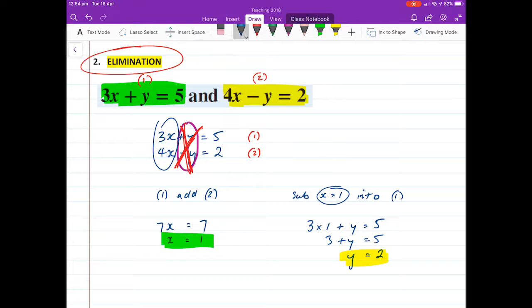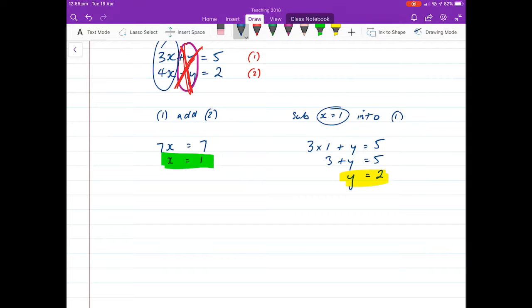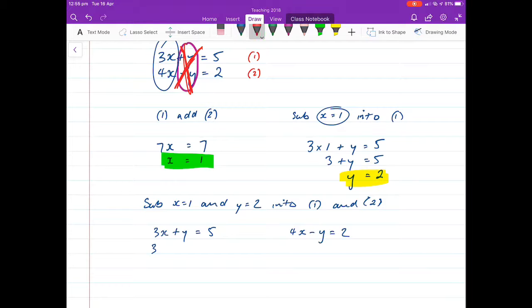In order to go and check your work, and this is really important because you want to know whether you're right or wrong, especially if you're in an exam, before you even leave, we're going to come down here now and we're going to sub x equals 1 and y equals 2 into equation 1 and 2. Because what we want to find is that left-hand side equals that right-hand side. Now, our first equation was 3x plus y, which should give us 5. Our second one was 4x take y, which should give us 2. So starting with equation 1, I'll label them for you.